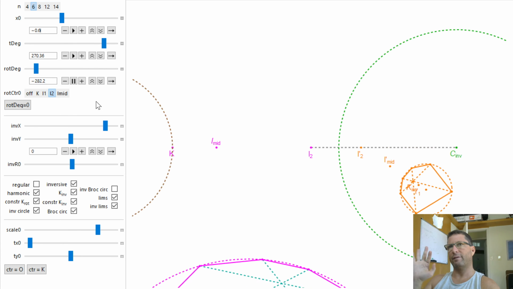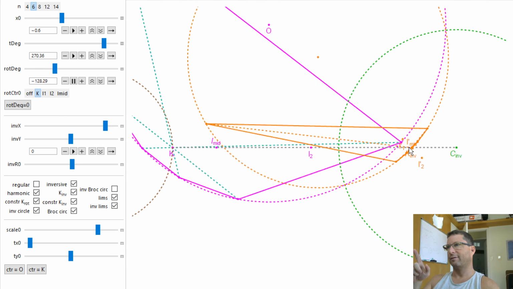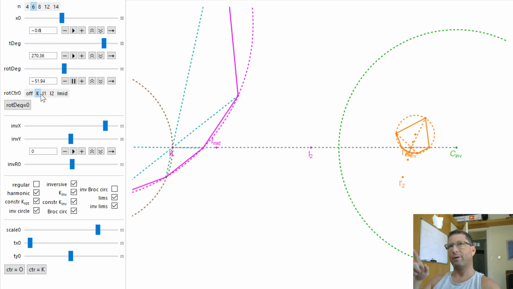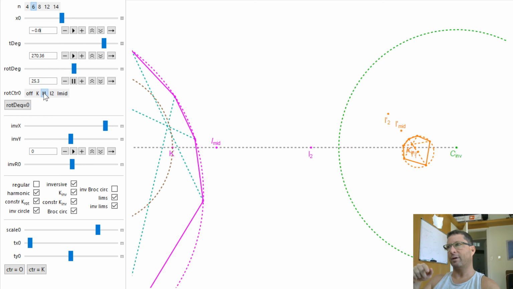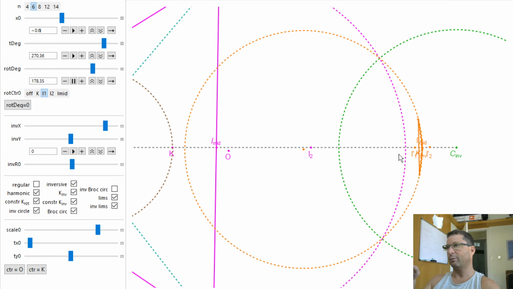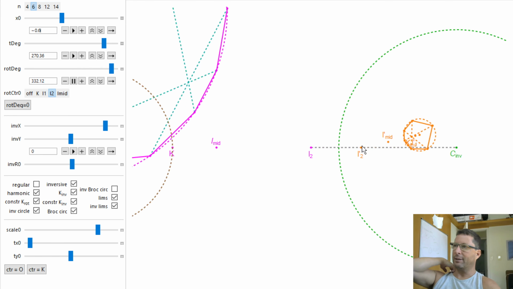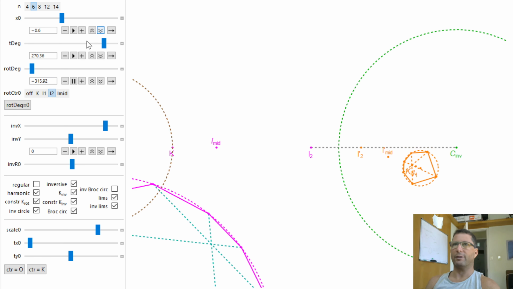Okay, so we have three phenomena. Rotate about K, the K of the inversive is put. Rotate about the first limiting point of the harmonics, the first limiting point of the inversive family is put right here. Rotate about the second limiting point, the second limiting point of the inversive family is put.